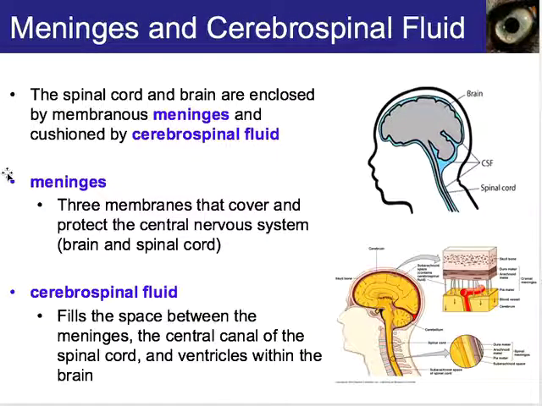The spinal cord and the brain are enclosed in membranous meninges and cushioned by something called cerebrospinal fluid. Meninges are membranes that cover and protect your central nervous system, which includes your brain and your spinal cord. If you've ever heard of the disease meningitis, that is actually an inflammation of the meninges, which is not good because you don't want inflammation in your central nervous system.